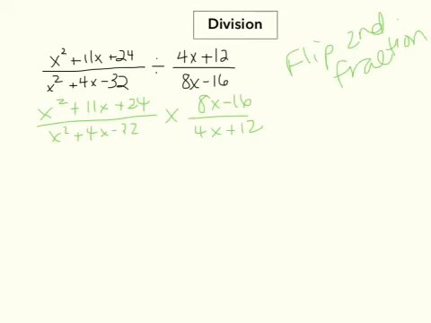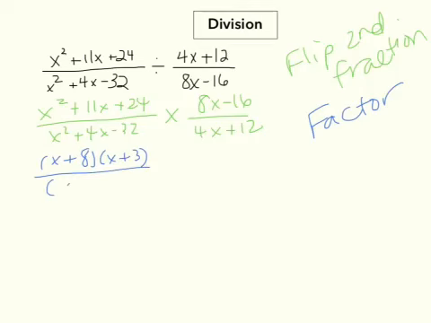Now that second step was to factor. So now I'm going to factor the polynomials. This is x plus 8 and x plus 3 over x plus 8 and x minus 4 times, now these aren't quadratics, but I can factor out an 8 here, x minus 2, and a 4 here, so I have x plus 3.